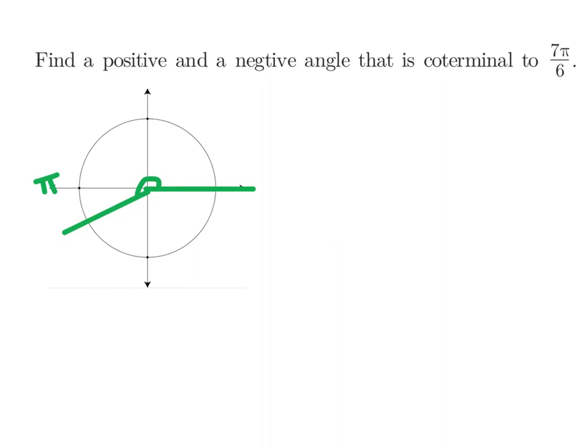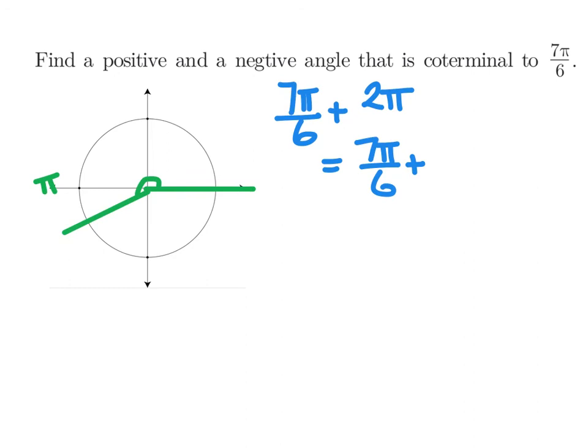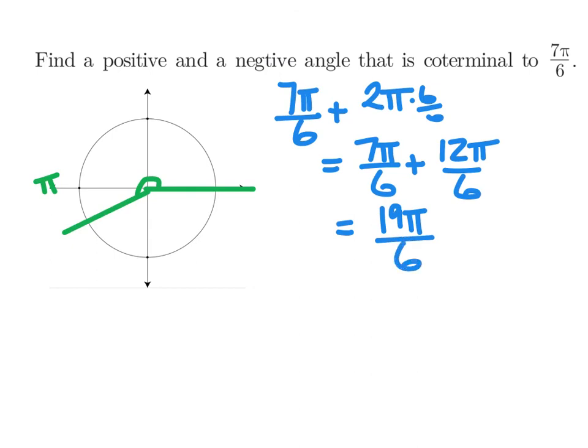Now, when we want to find positive and negative coterminal angles, what we're going to do is let the terminal side take another trip around the circle. So we're going to start with that 7 pi over 6, and I'm going to add a trip around the circle. When it comes to a circle, in radians, a circle is 2 pi radians. Of course, we want to add fractions, so we're going to get common denominators. 7 pi over 6, and if I were to multiply 2 pi by 6 over 6, we get 12 pi over 6. Adding them together, our coterminal angle is going to be 19 pi over 6.